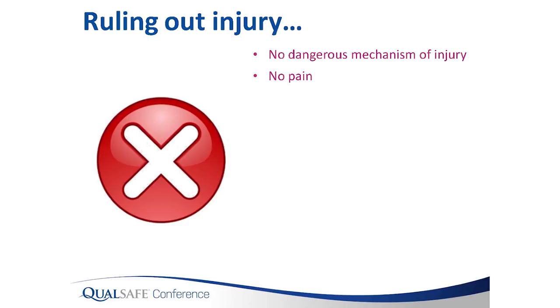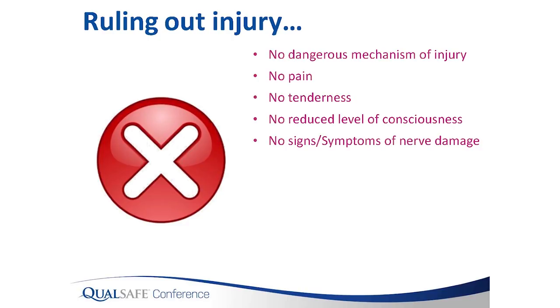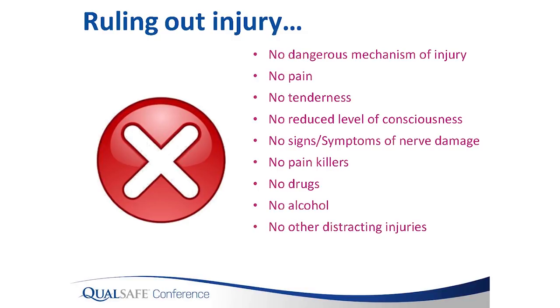So no pain, no tenderness, no reduced conscious levels, no signs and symptoms of nerve damage. You see, he could feel and he could move his hands and everything there, and he could move his legs. No painkillers, drugs, alcohol, or other distracting injuries. That's the other one we never mentioned. If somebody has got a broken femur, is that going to be slightly distracting potentially for a broken neck? Big style, yeah. But having said that, if they've had an accident that's caused a broken femur, it's probably one where you're going to think, I'm going to immobilise the C-spine as well, because it's been a hell of an accident. Yeah, so you would do it automatically.